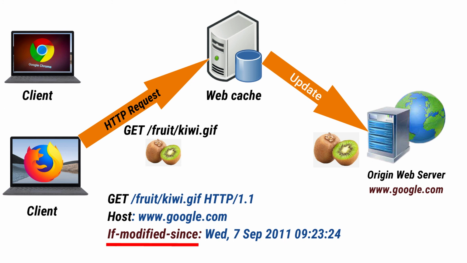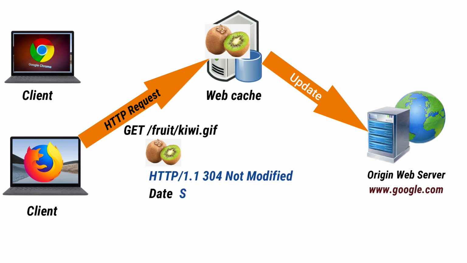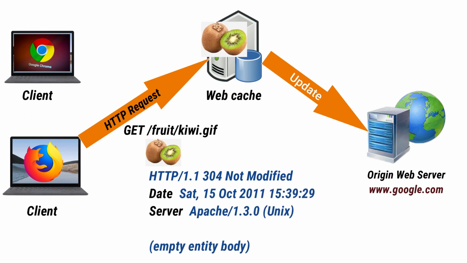This conditional GET tells the server to send the object only if the object has been modified since the specified date. Suppose the object has not been modified since 7 September 2011, 9:23:24, that is, 9 o'clock 23 minutes 24 seconds. Then the web server sends a response message to the proxy server as HTTP/1.1 304 Not Modified, then the date, then the server is Apache, then an empty entity body.